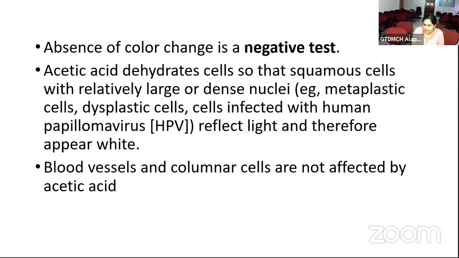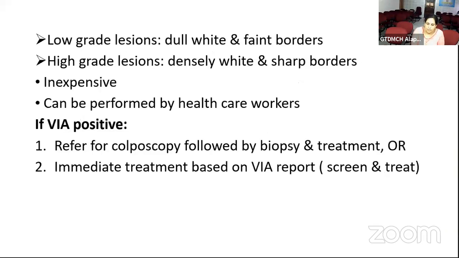Acetic acid dehydrates cells, so squamous cells with relatively large or dense nuclei, for example metaplastic cells, dysplastic cells, and cells infected with human papillomavirus, reflect light and therefore appear white. Blood vessels and columnar cells are not affected by acetic acid. Acetowhite areas are not pathognomonic, but they should be looked into. Low-grade lesions stain dull white with faint borders. High-grade lesions are densely white with sharp borders.